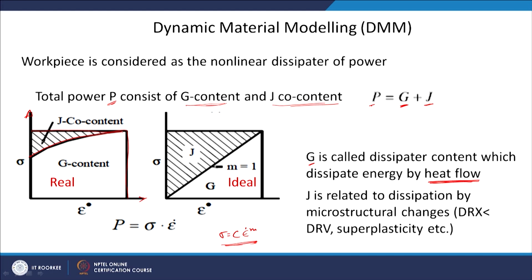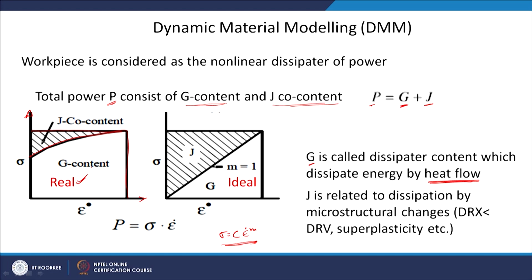Now, this total power is divided into two areas because of this non-linear curve. The G content is the lower part, and the J co-content is the upper part. So, above the curve is the J co-content and below the curve is the G content. Any real system will behave like this.